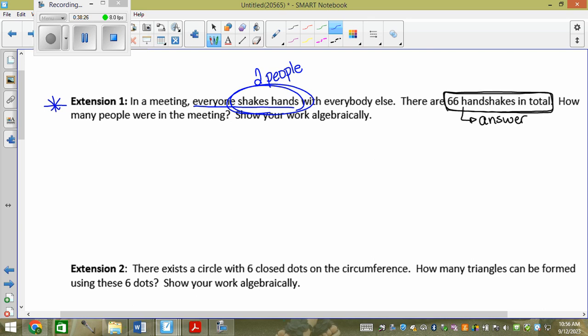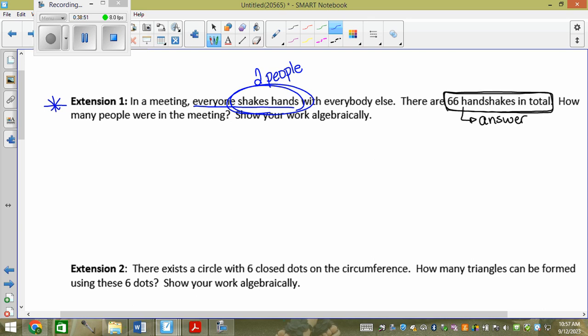Handshakes, does order matter in how those 2 meet? Does it change the handshake? If I come up really fast, or like this, did it change the handshake? It's a little weirder, but it's still one handshake, right?